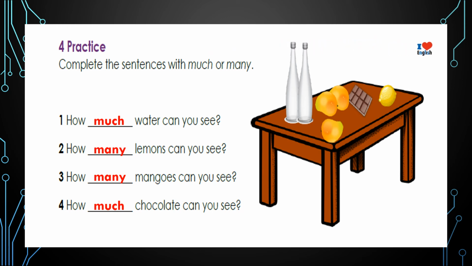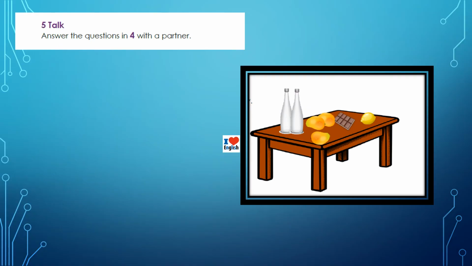Now we have practiced this exercise, activity 4 in your book. And here we are going to move on to activity 5. It's talk. You have to answer the questions in activity 4 with a partner. Now you have to choose a partner, maybe your mother or your sister or brother or anyone, and you practice these questions together.